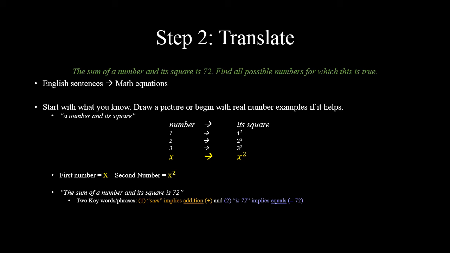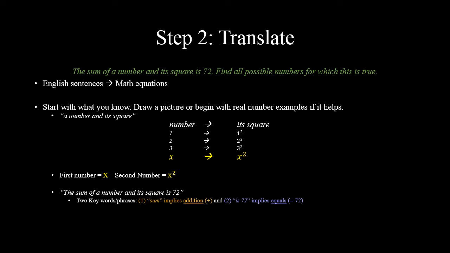And if you didn't know that, you could look on your translation sheet, find the word sum, and you would see that it comes under the operation of addition. Right? When we add 2 things together, the answer is the sum. The second thing that pops out at me in that sentence is 72.